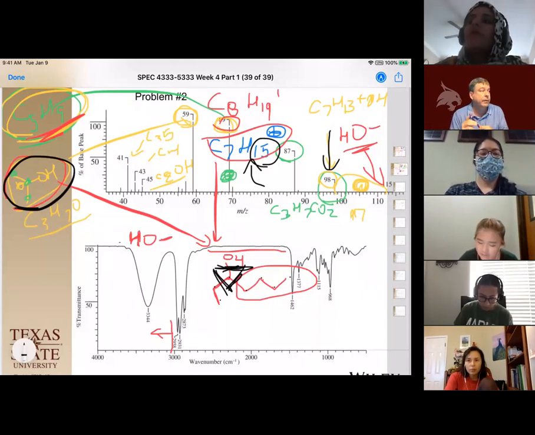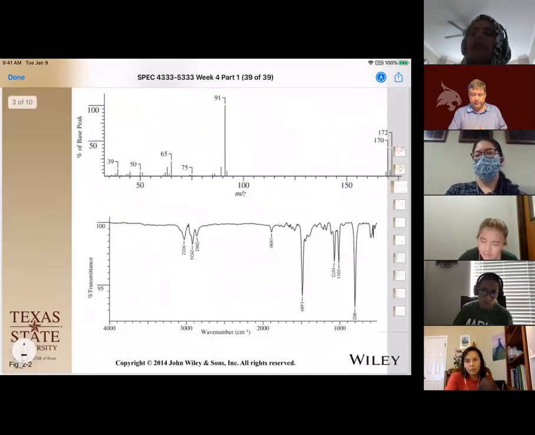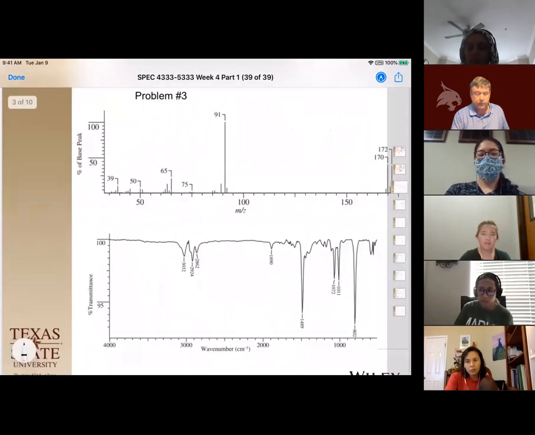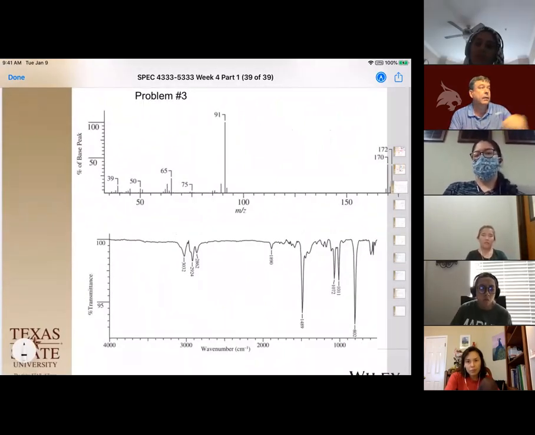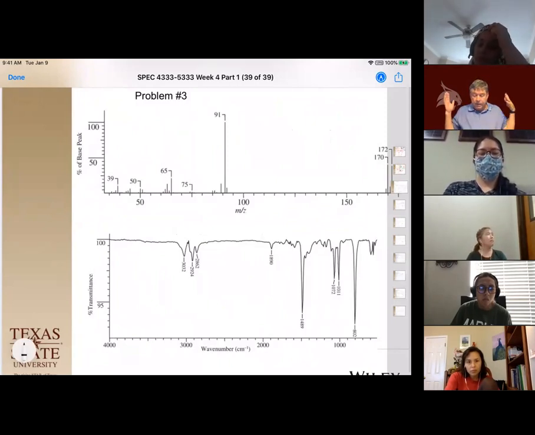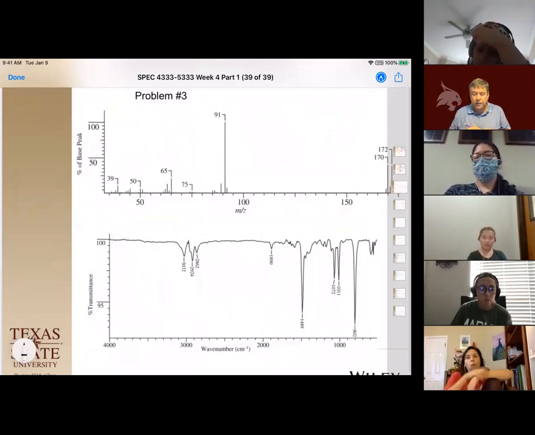Okay, let's see what we got here. Okay, let's go to number 3. All right, so here, this is number 3. And we have a very large mass difference between what's happening and what we see. Okay, so what's the first thing that screams out at us in the mass spec?